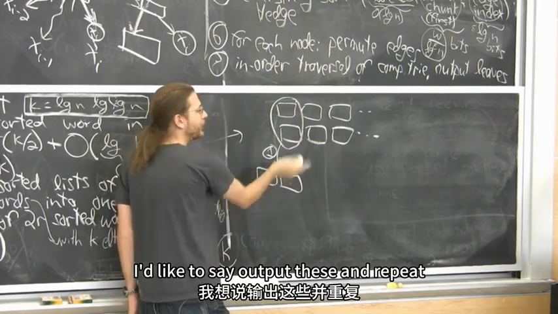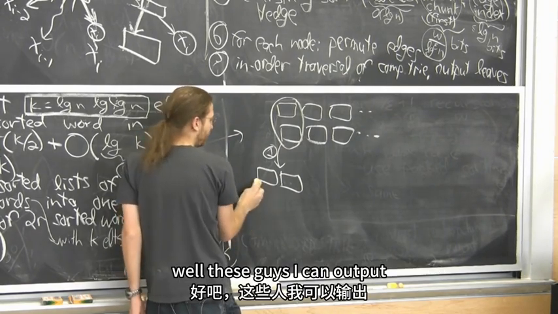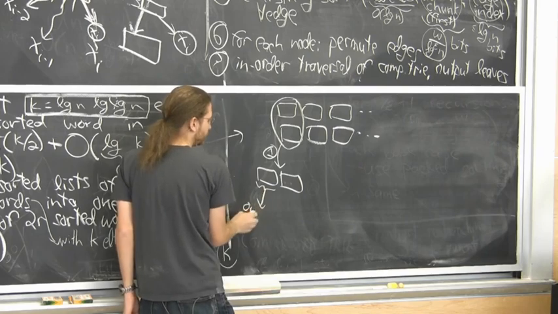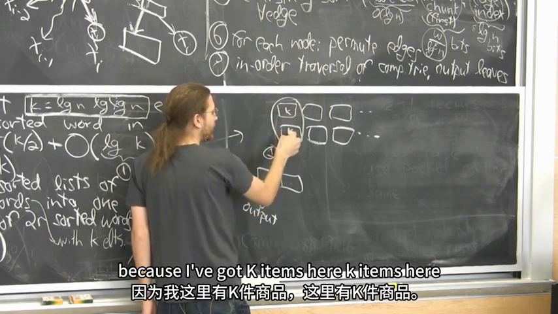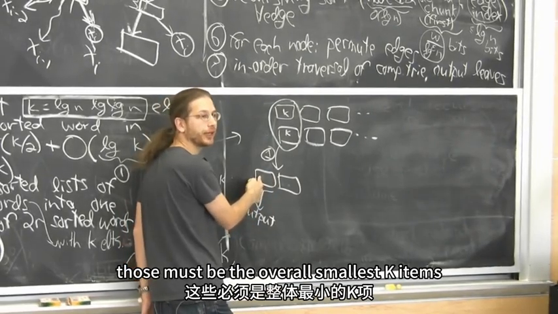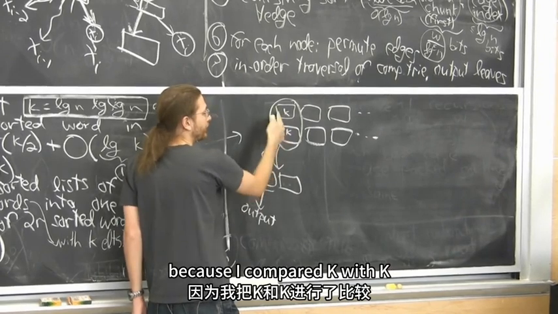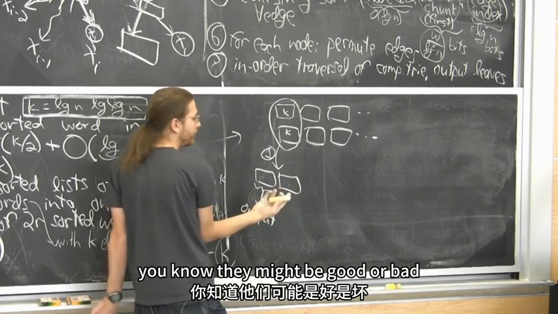I'd like to say output these and repeat, but that wouldn't be quite correct because, well, these guys I can output. Because I've got k items here, k items here. These are the k smallest among all of them. Those must be the overall smallest k items because I compared k with k. These higher k items, I don't know. They might be good or bad.